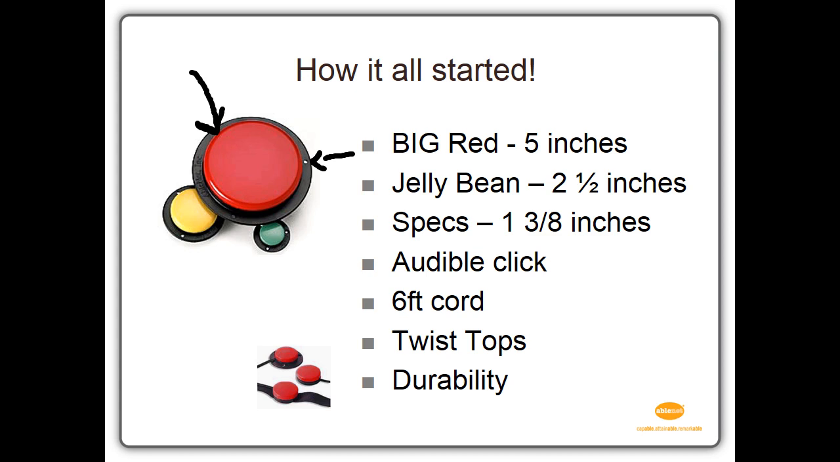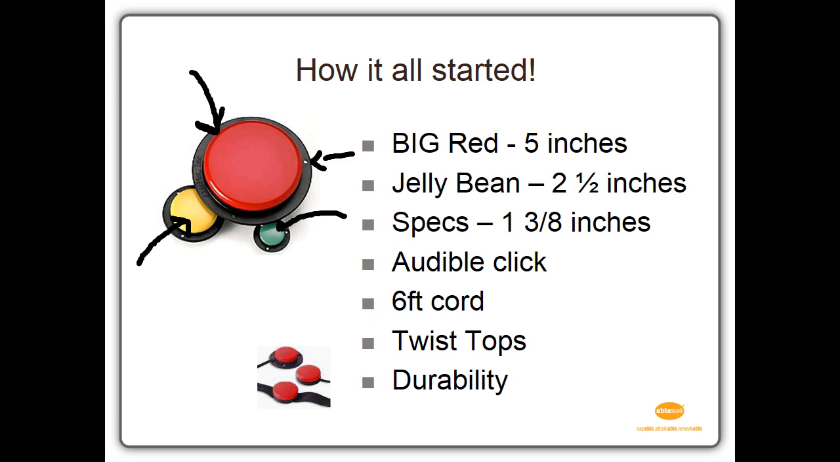The next is the yellow switch here, which is a smaller version of that, the Jelly Bean switch, and that's 2.5 inches across. And then we have the Spec switch. That is our smallest in the same type of housing, in the family, and that's 1 3/8 inches for the switch top. So you can see that if an individual doesn't need a large switch, we can easily move down to something very small so their environment is not taken up with a large switch.